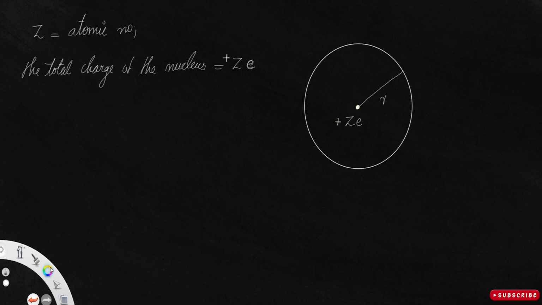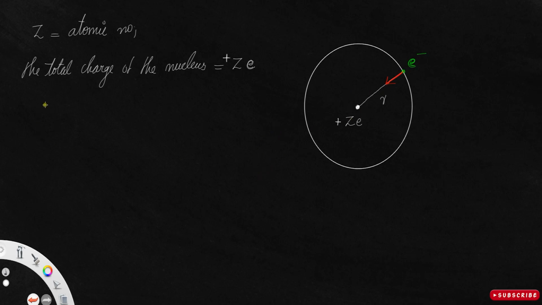Clear? And we have an electron e that also has the charge e, orbiting around this nucleus. Since its charge is negative, this electron gets attracted towards the nucleus like this. Okay, that's actually the electrostatic force of attraction.